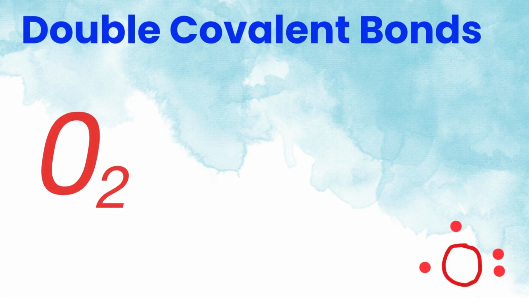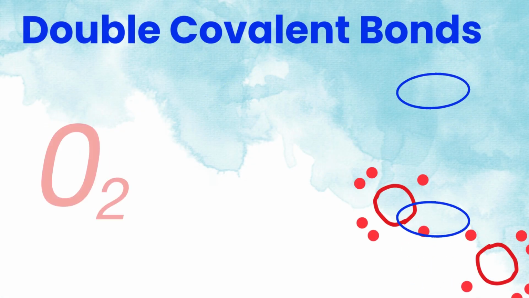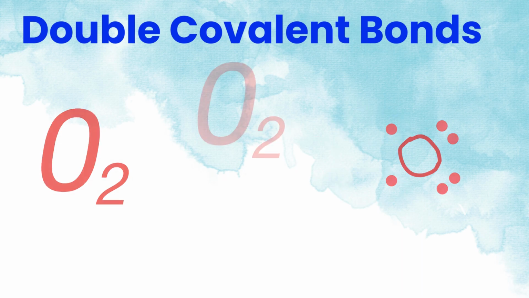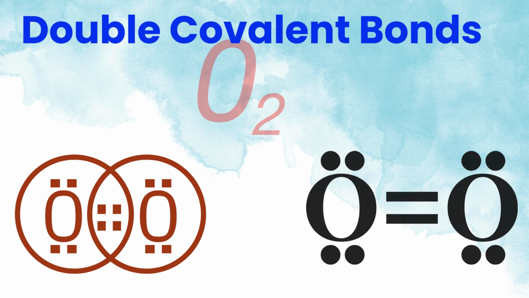O2. Oxygen has 6 valence electrons. So 2 pairs of electrons will be shared between the 2 oxygen atoms to form a double covalent bond.